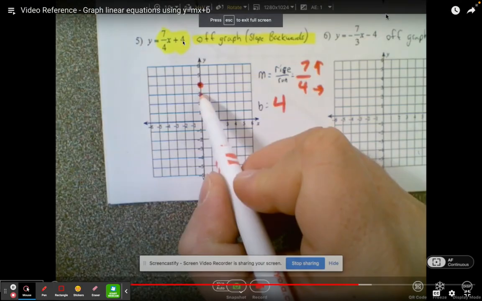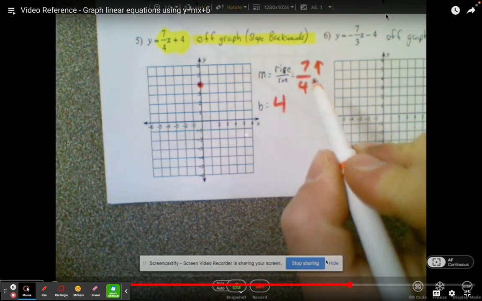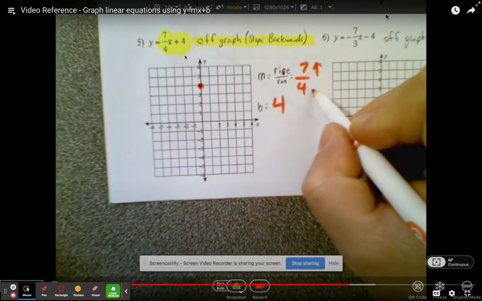But when you do these types, some of them go off the graph. That's where you're going to want to do the opposite, like you just saw in the video. So in this example, you can see it's up 7/4. If you go up 7/4, you're way off the graph. So you have to do the opposite. So watch it here.